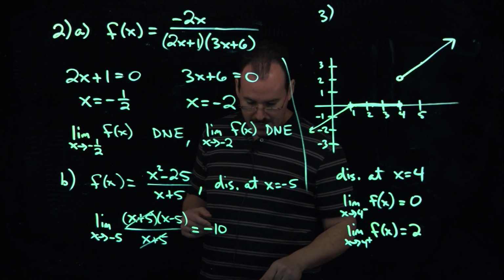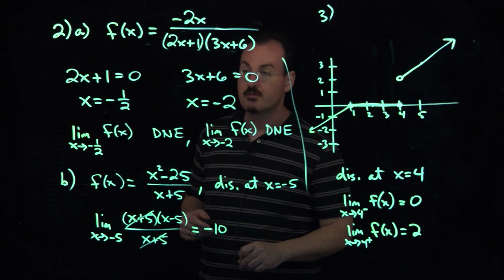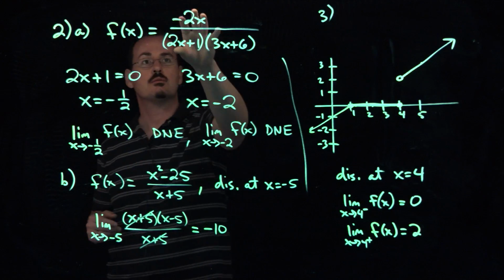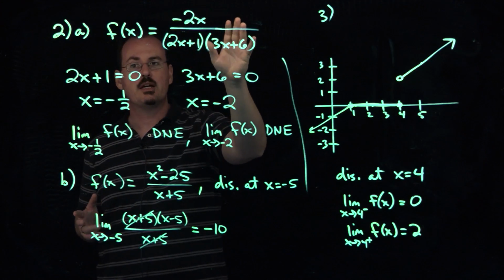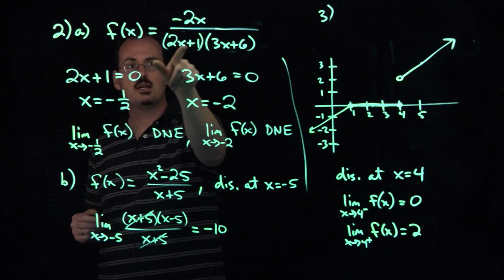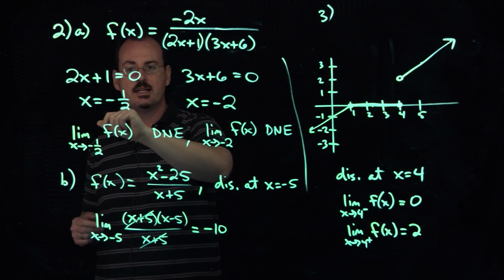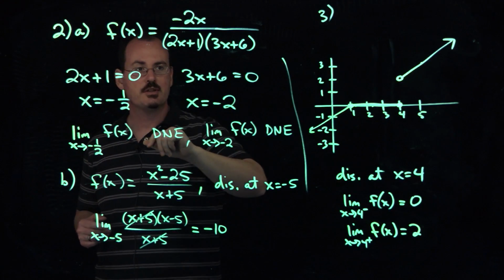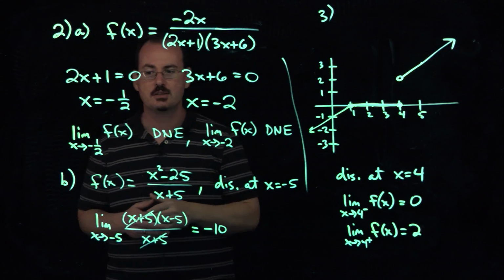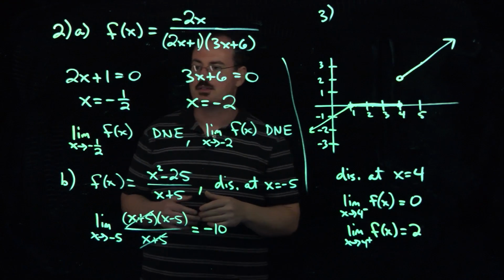For problem 2a, we were asked to find all values where the function has a discontinuity. So here's the function. We found the discontinuities by setting each part of the denominator equal to 0. So if I set that one equal to 0, I get negative 1/2. Set that equal to 0, I get negative 2. That's the two discontinuities. We're further asked to find the limits.